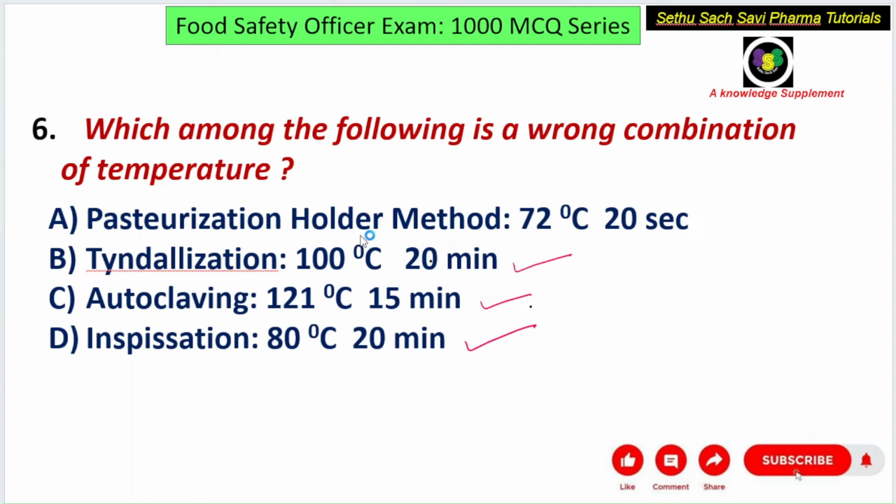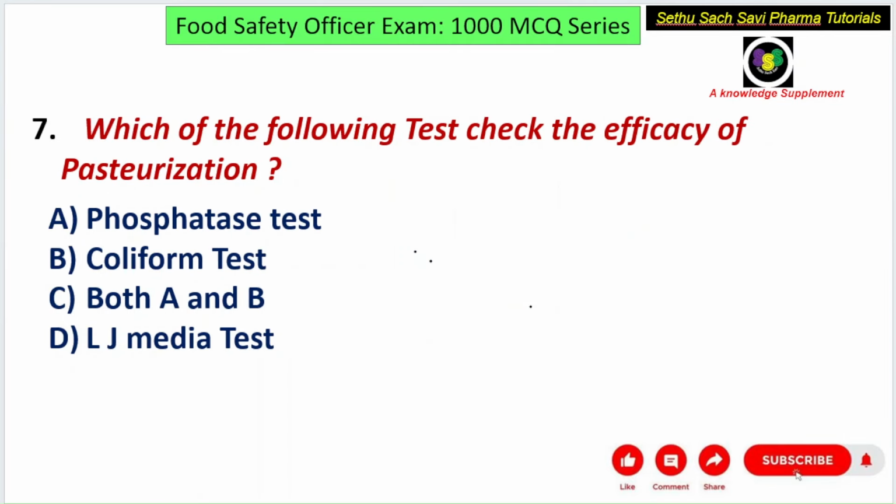Now look at choice A. The Holder method, I told you, is done at 63 degrees Celsius for 30 minutes, and 72 degrees Celsius for 20 seconds is called the flash method. So this is a wrong combination. The correct answer for this question is choice A, whereas B, C, D are the correct combinations. Now let's move on to the next question.